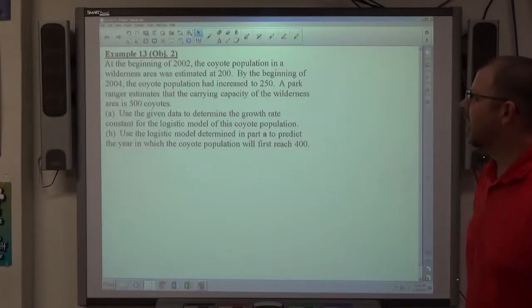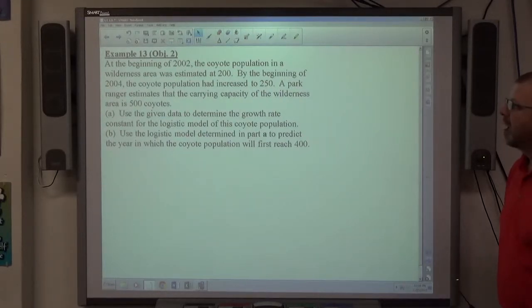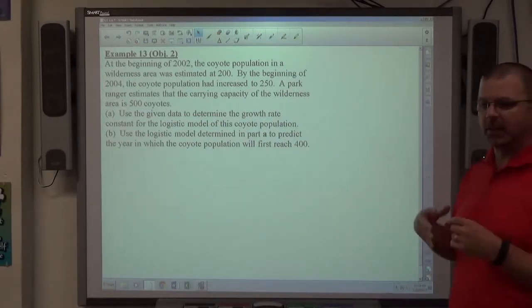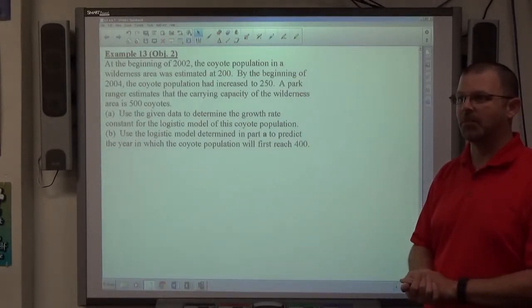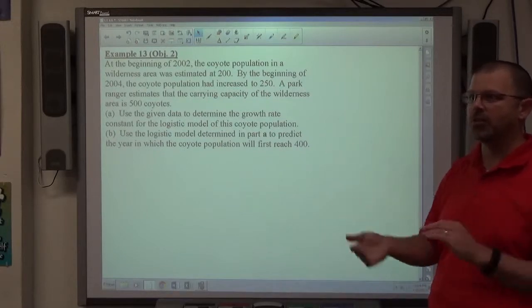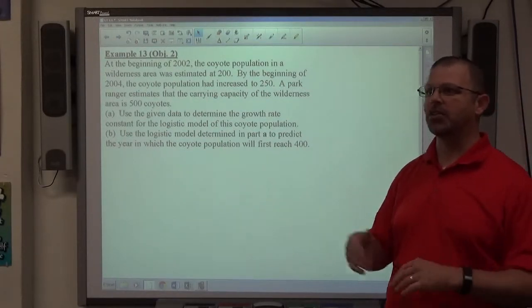All right, at the beginning of 2002, the coyote population in a wilderness area was estimated at 200. By the beginning of 2004, the coyote population had increased to 250. A park ranger estimates the carrying capacity of the wilderness area is 500 coyotes. So, again, the carrying capacity represents an estimate by some person who would have some knowledge of the area. So the park ranger, of course, will be the guy. If we get this population above 500, problems are going to start happening.